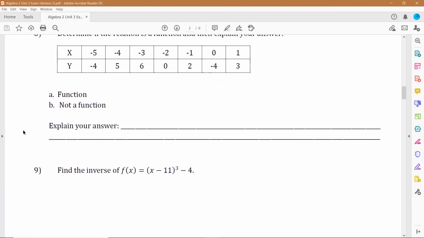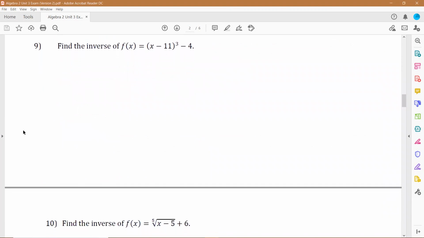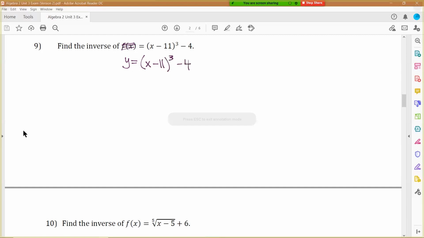Question number 9, find the inverse. Remember, to find our inverse, we start off by taking f of x out and replacing it with y. So step number 1, take that f of x out, replace it with y. Step number 2, we want to switch, invert the x and the y. So now we have x equals, in parentheses, y minus 11 to the 3rd power minus 4.